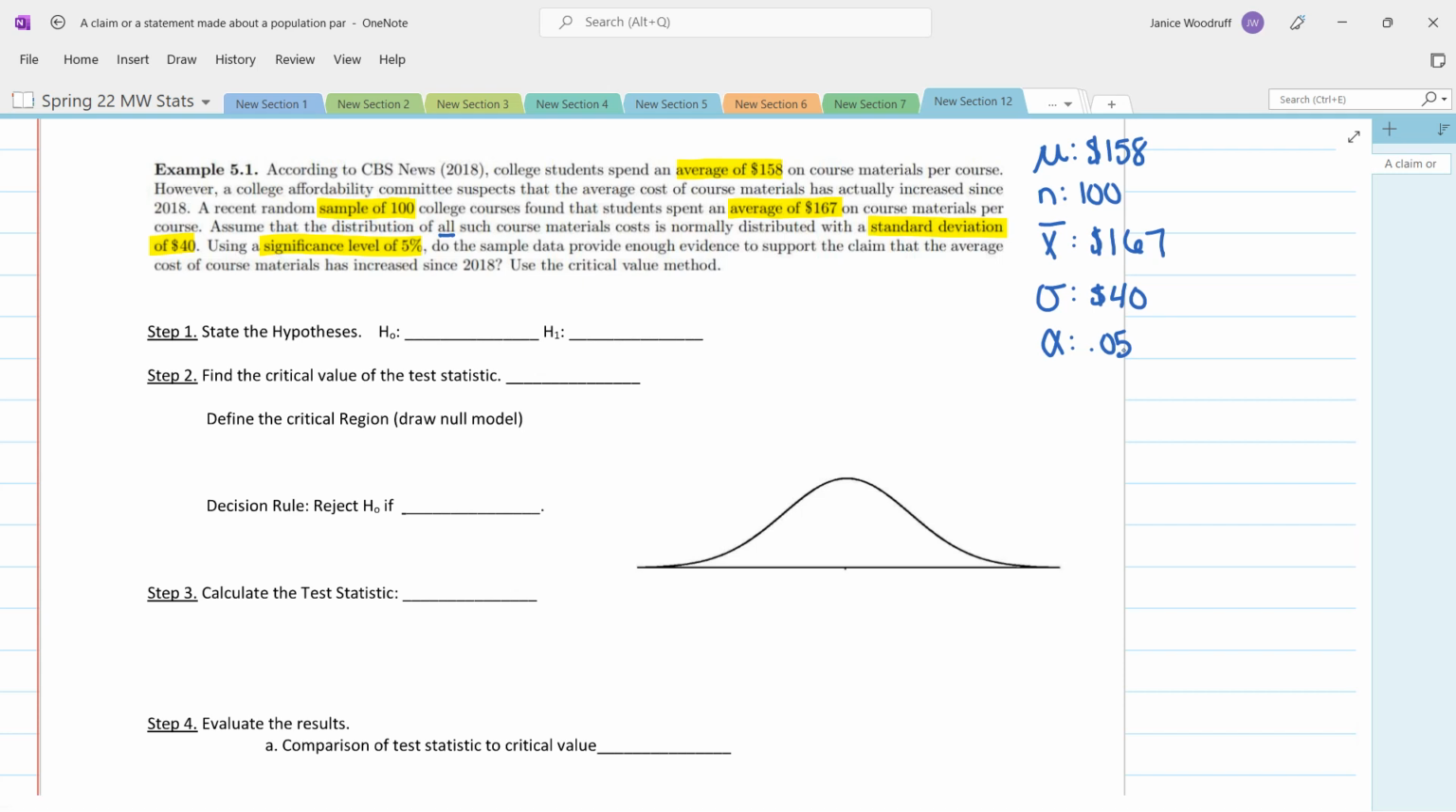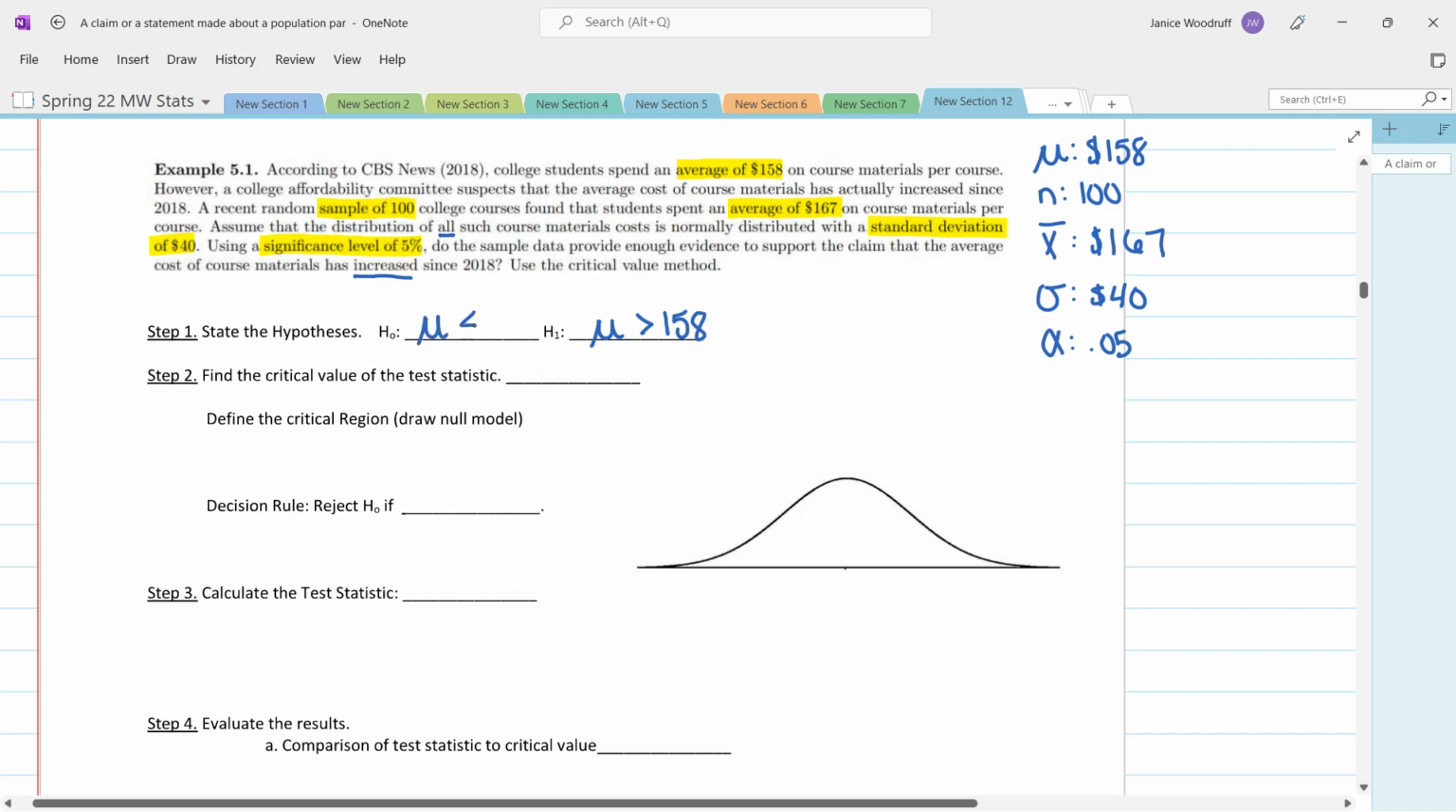Okay, so like I said, when you're looking at this, look at the last question. That's going to give you the alternative hypothesis. The last question is, do these sample data provide enough evidence to support the claim the average cost of course materials has increased since 2018? So the alternative hypothesis is that the mean is actually greater than 158. That last sentence gives you the alternative hypothesis. And then the null is just the opposite of that, so the mean is less than or equal to 158.